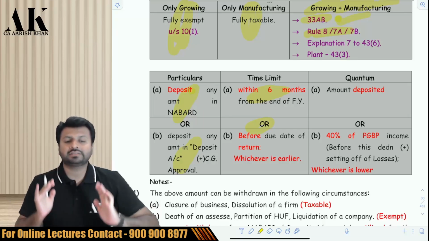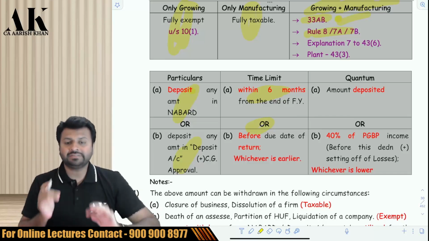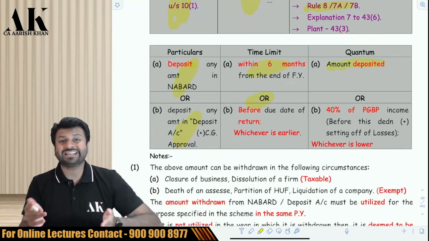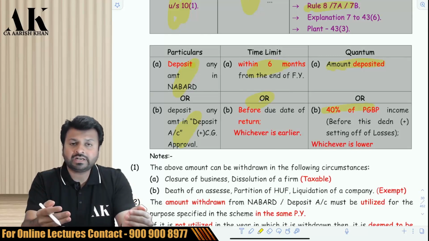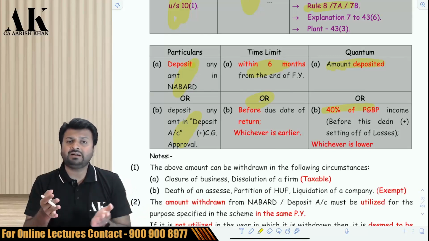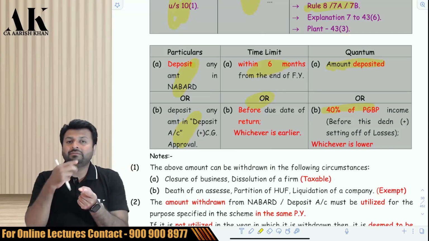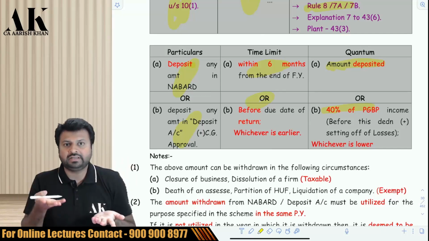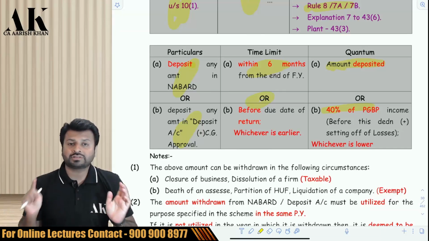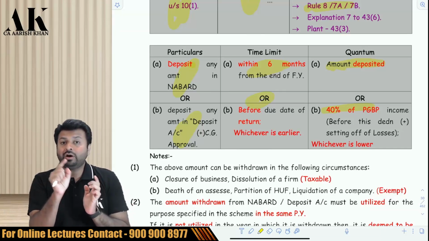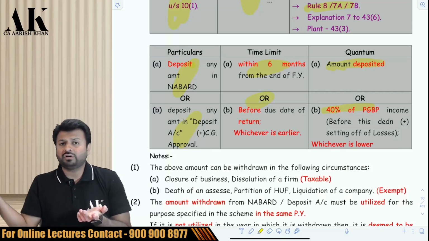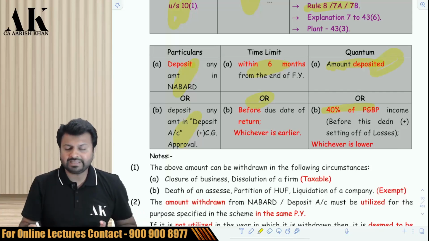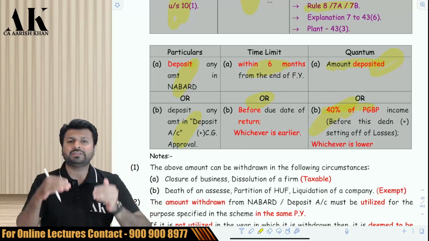Now, how much deduction will the assessee get? The most important one. The assessee will get deduction of the amount deposited compared with 40% of PGBP income. So, amount deposited will be compared with 40% of PGBP income, and that PGBP income will be before this deduction, obviously, and before setting off brought forward losses of earlier years. So, that PGBP of which you are going to take 40% has to be before this deduction and before the brought forward losses of earlier years. And then you compare the amount deposited with 40% of PGBP, whichever is lower will be allowed as deduction.